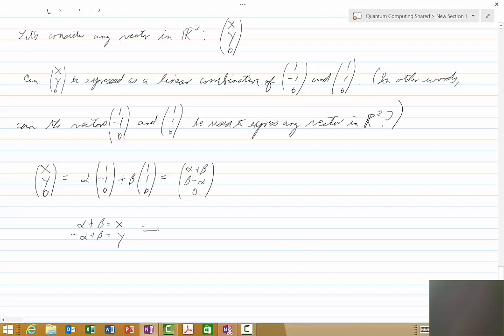And if you look at that for a moment, you see that that would imply, if you add these two equations together, that beta would be equal to x plus y over 2. And then if you substitute that expression for beta into this one and work with that, you'll see that alpha is equal to, let's see, x minus y over 2.